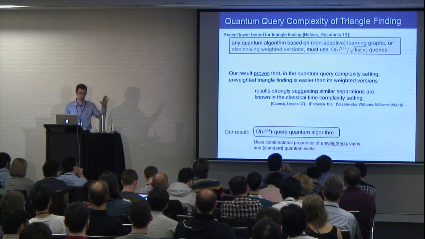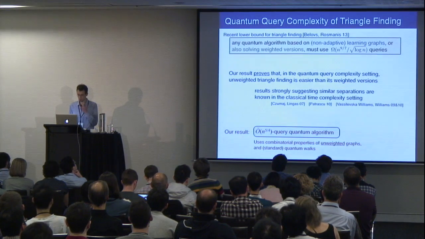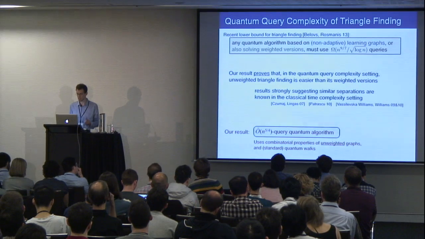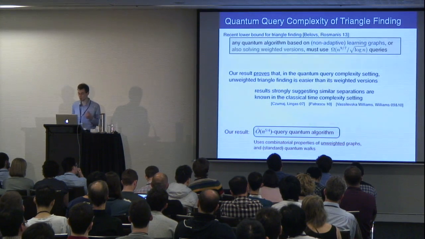And besides breaking this 9/7 barrier, I think this result is interesting because it proves that in the quantum query complexity setting, unweighted triangle finding is easier than its weighted version. Okay, because for the weighted version, we have this lower bound.